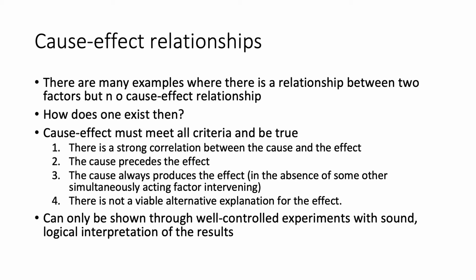And when we think of this, the criteria list is that, one, there's a strong correlation between the cause and the effect. The cause precedes the effect. Another criteria that needs to be met is that the cause always produces the effect, in the absence of some other simultaneously acting factor intervening. And then the last criteria is there is not a viable alternative explanation for the effect. So the cause-effect relationships can only be shown through well-controlled experiments with sound logical interpretation of the results.